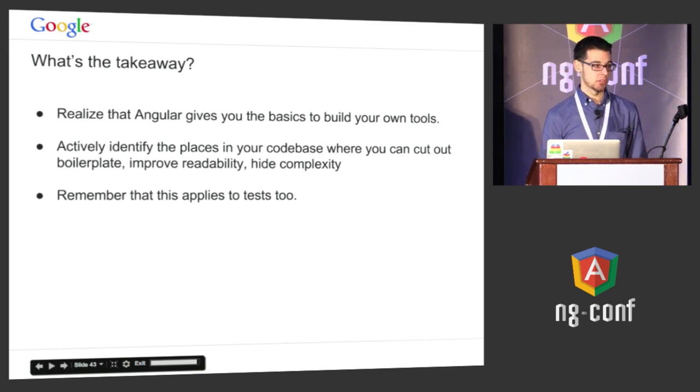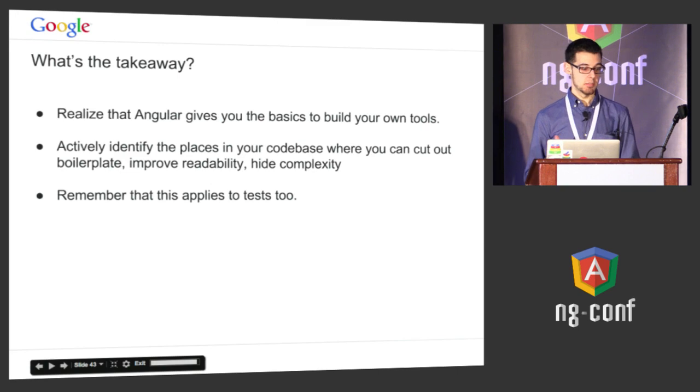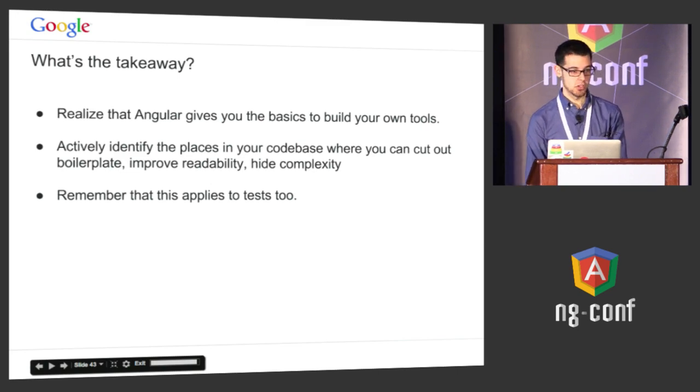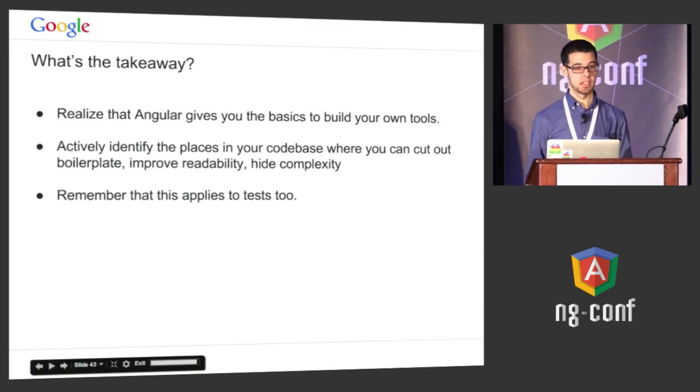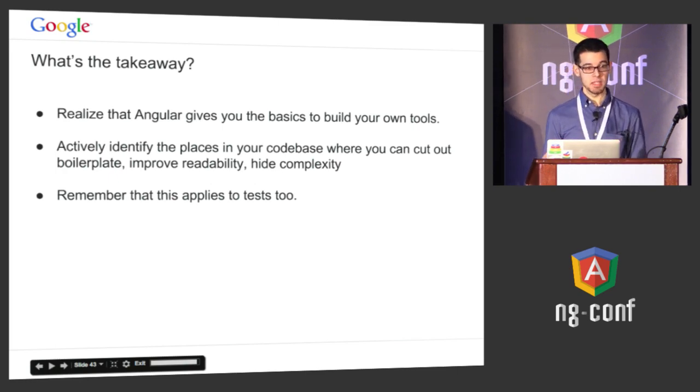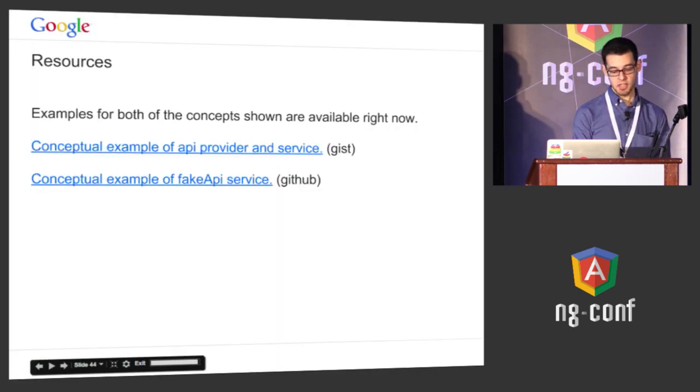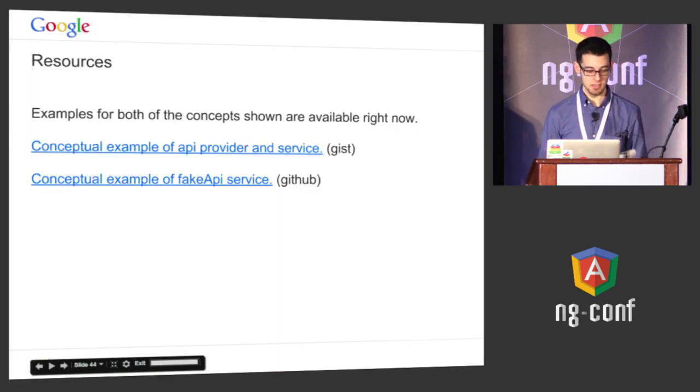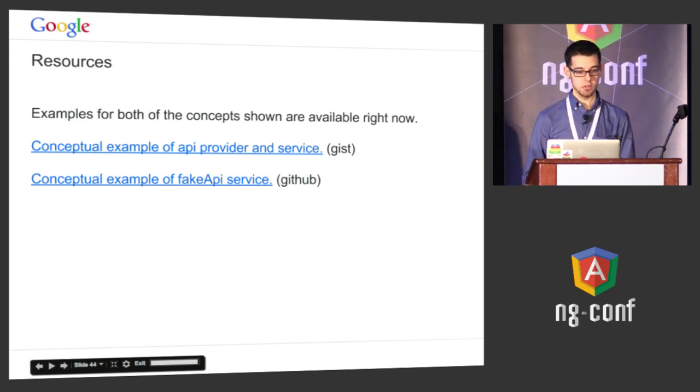And it's also important to remember that this mindset should be applied to your tests as well. As you saw earlier, our application actually has more lines of test code than production code, and so being able to maintain that easily is very important. Both of the examples that I talked about today, the API service and the fake API service, have code right now available on GitHub that you can check out in more detail.